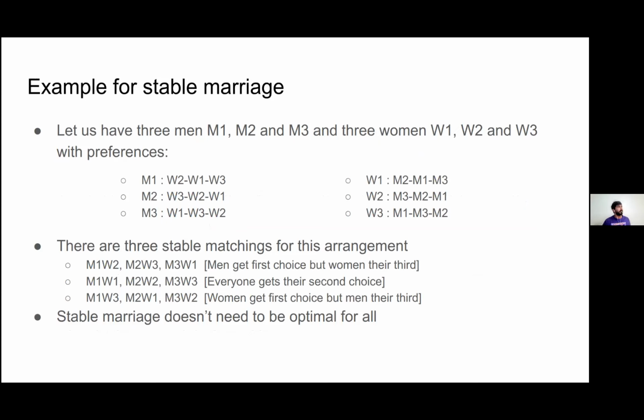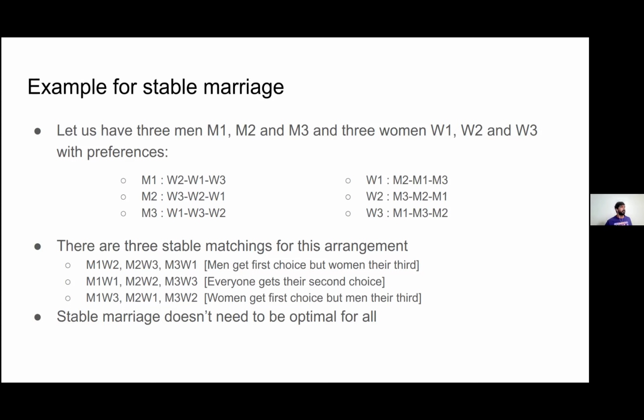Now let's see an example for stable marriage. So say we have three men, M1, M2, and M3, and three women, W1, W2, and W3. And they have the following preferences as shown in the slide here. M1 ranks W2 more than W1 more than W3. This means that M1 would rather be paired up with W2 more than W1 and W3. So we have all the preferences for the 6 participants here.